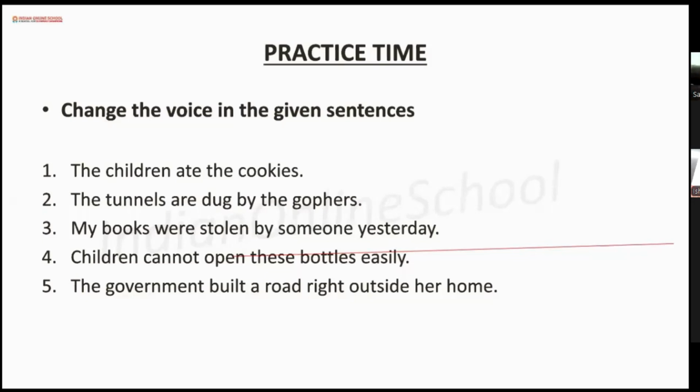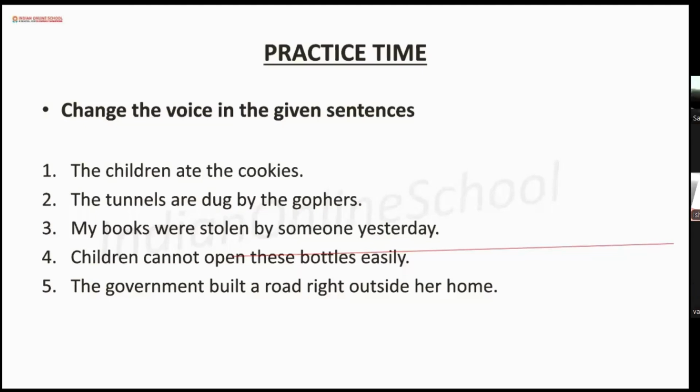Okay. So who will tell me the last one? Who wants to try the last one? Me. Okay, Shasha, tell me the last one.